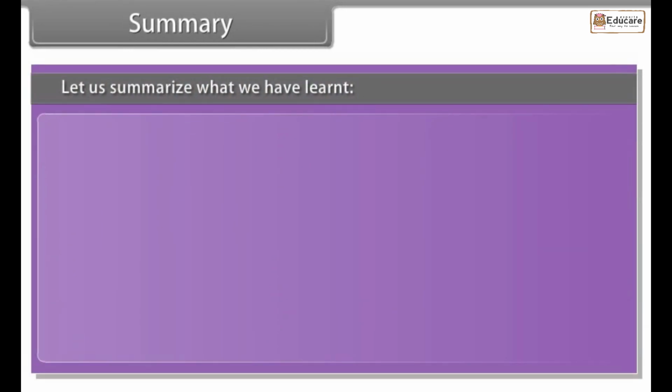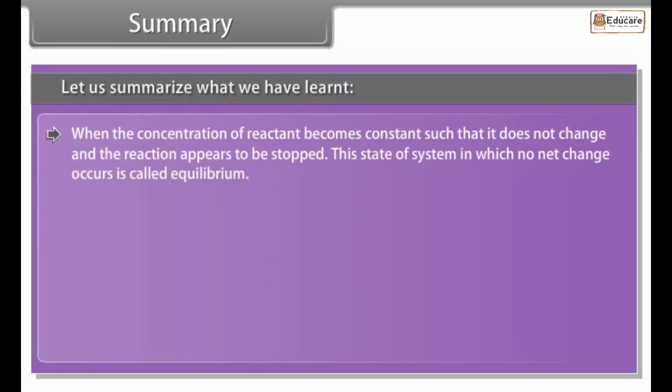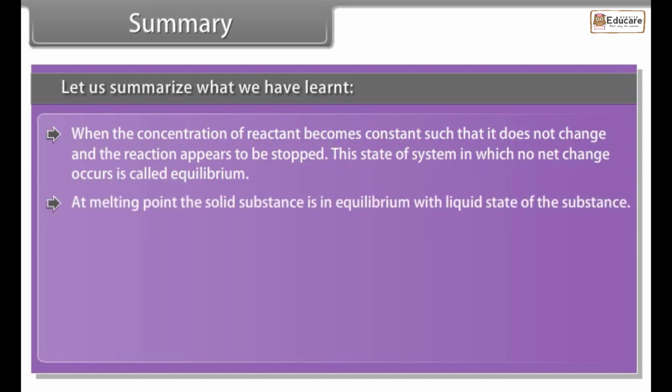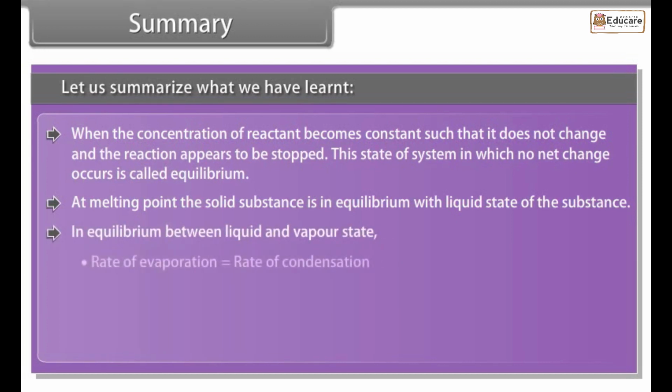Summary. Let us summarize what we have learned. When the concentration of reactant becomes constant such that it does not change and the reaction appears to be stopped, this state of system in which no net change occurs is called equilibrium. At melting point, the solid substance is in equilibrium with liquid state of the substance. In equilibrium between liquid and vapor state, rate of evaporation is equal to rate of condensation.